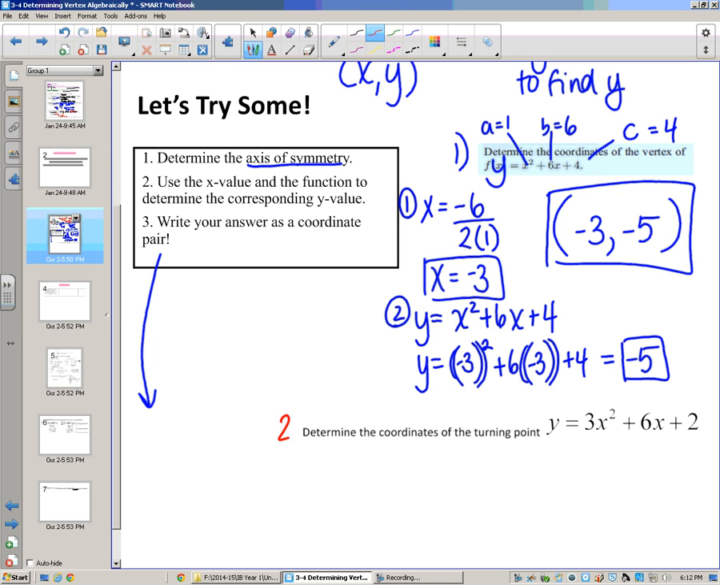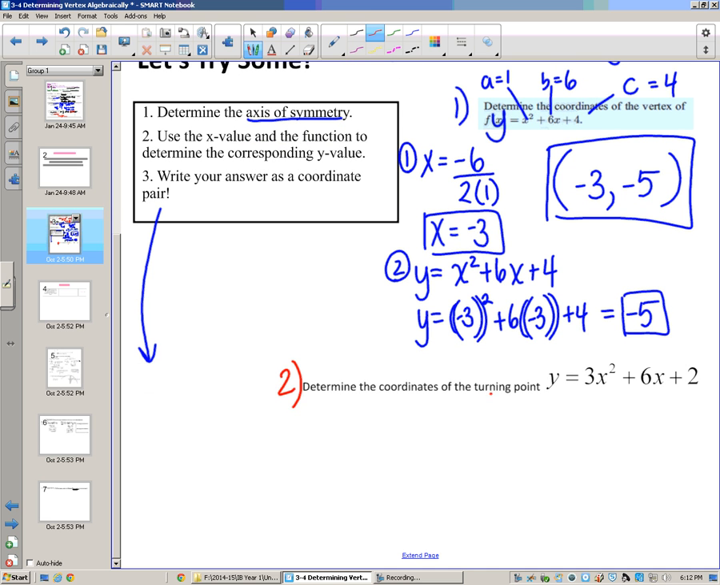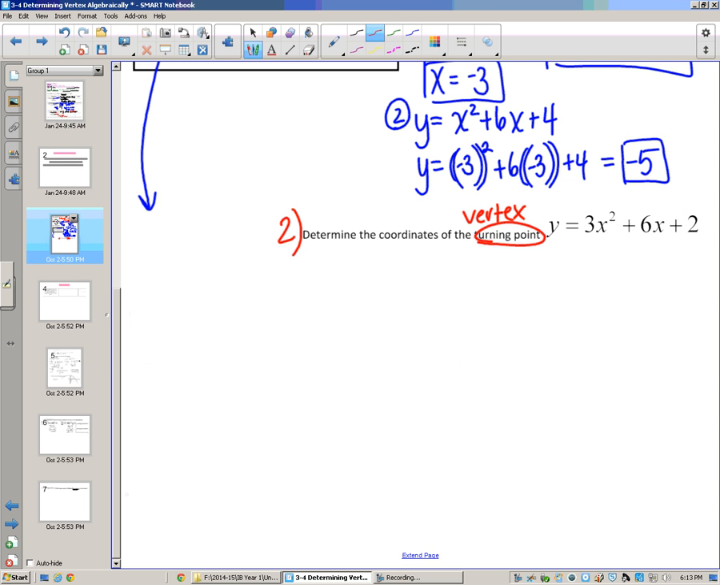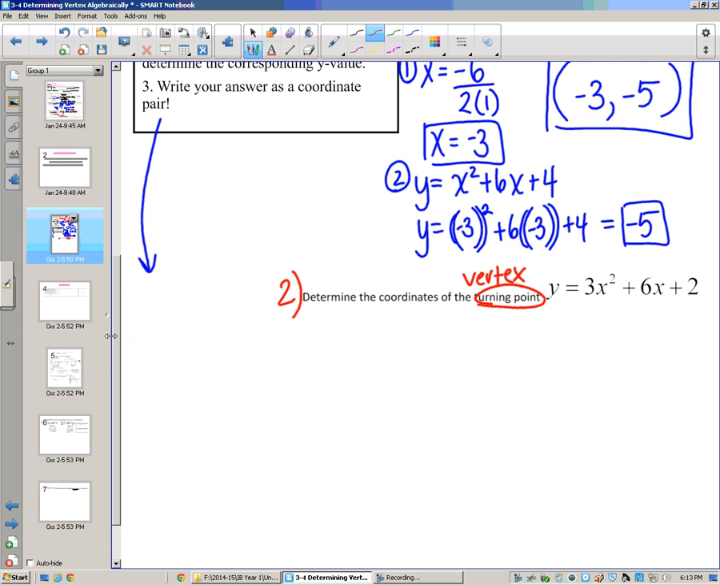So the second example says determine the coordinates of the turning point. Remember, turning point is another word for vertex, of y equals 3x squared plus 6x plus 2. So my first step is going to be to find the equation of the axis of symmetry. So it's x equals, oh, we didn't identify a and b yet. So a here is 3, b is 6 again, and c, or our y-intercept, is 2.